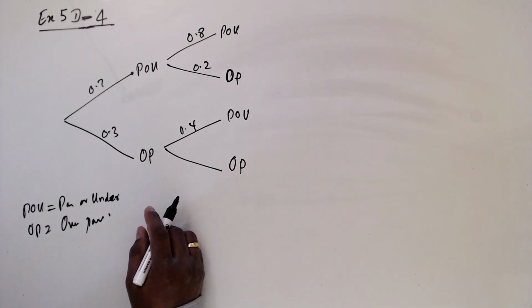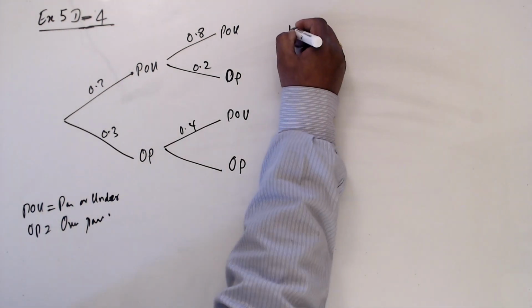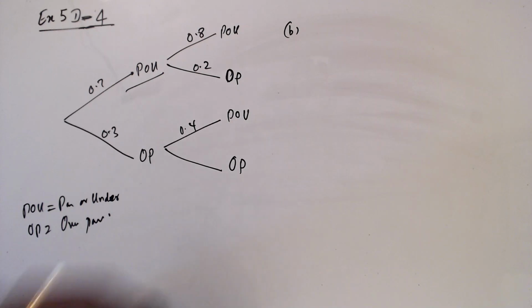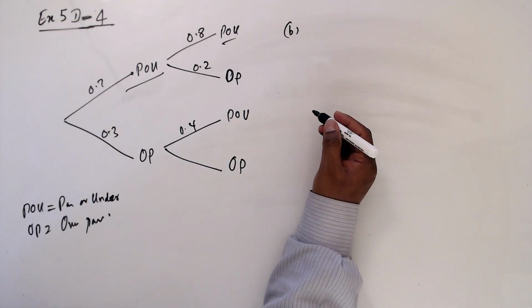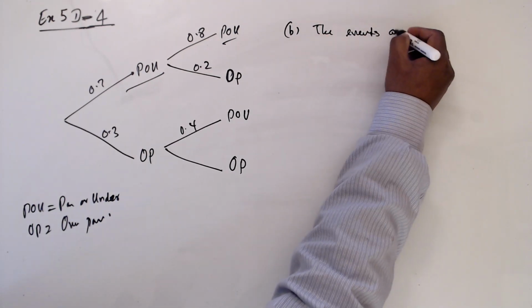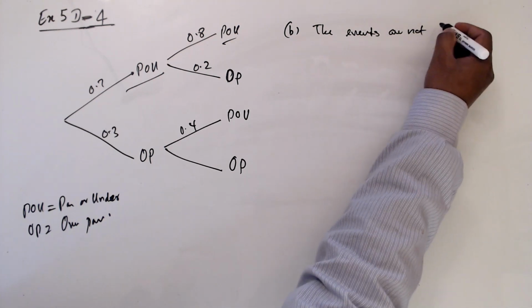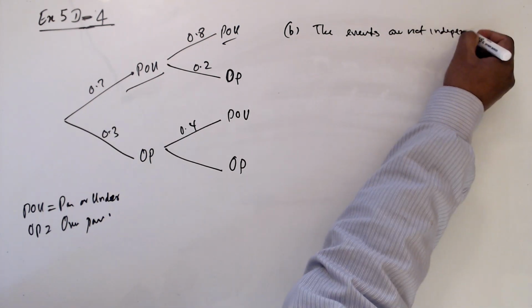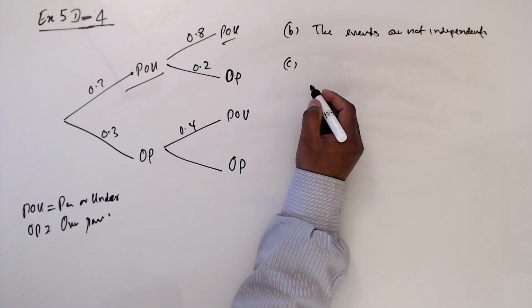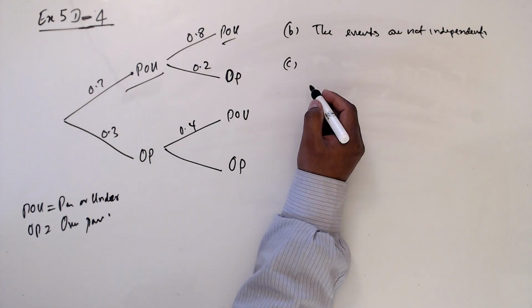State whether the events score par or under on the first hole and par or under on the second hole are independent or dependent. So they are not independent. It's clear, the events are not independent. And part C, find the probability that Mr. Dixon scores par or under on only one hole.